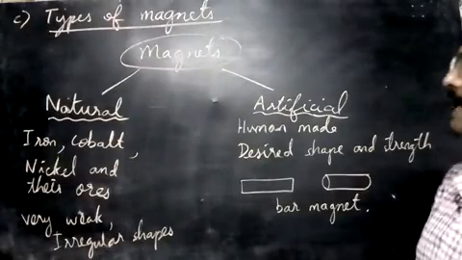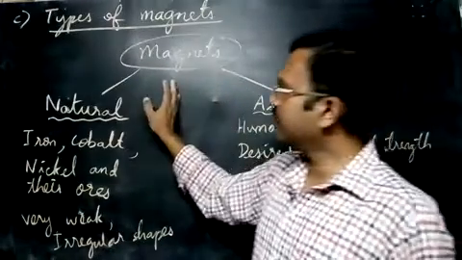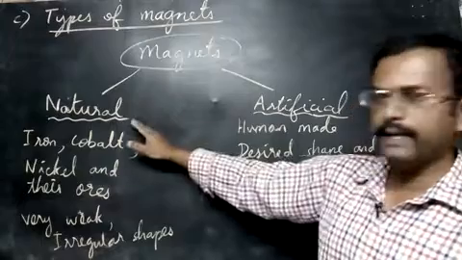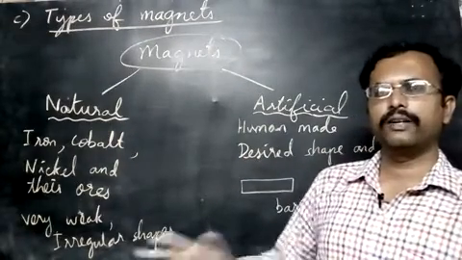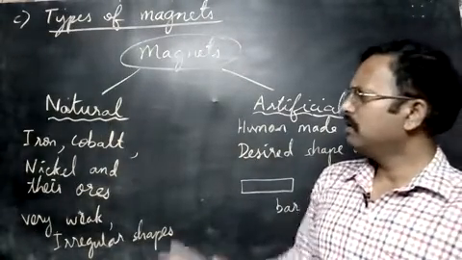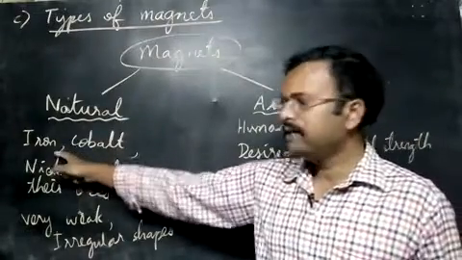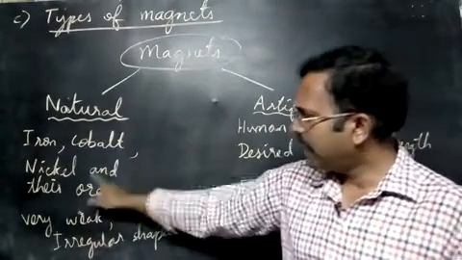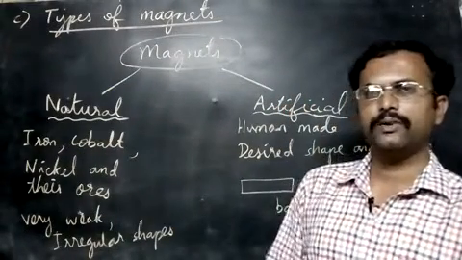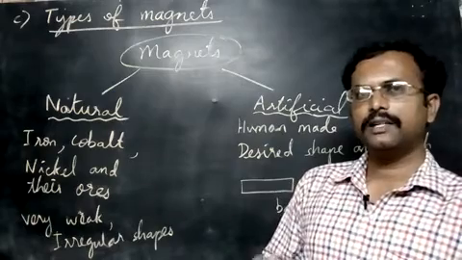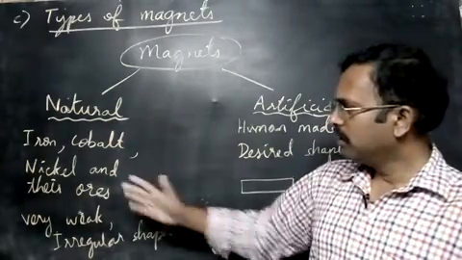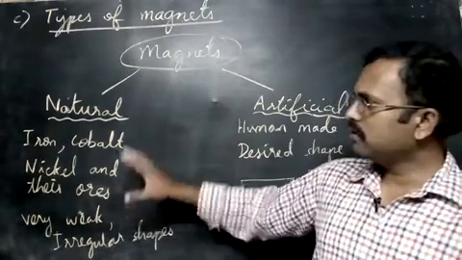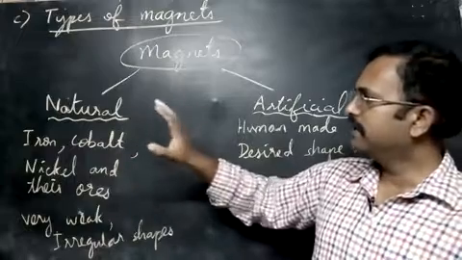Let us now study the types of magnets. Magnets are divided into two categories: natural magnets and artificial magnets. Natural magnets are those we find in the ground. Examples are iron, cobalt, nickel and their ores. In nature, metals are found in a mixed state with other things. You learn this in chemistry also, in metallurgy. Those kinds of things are called natural magnets.